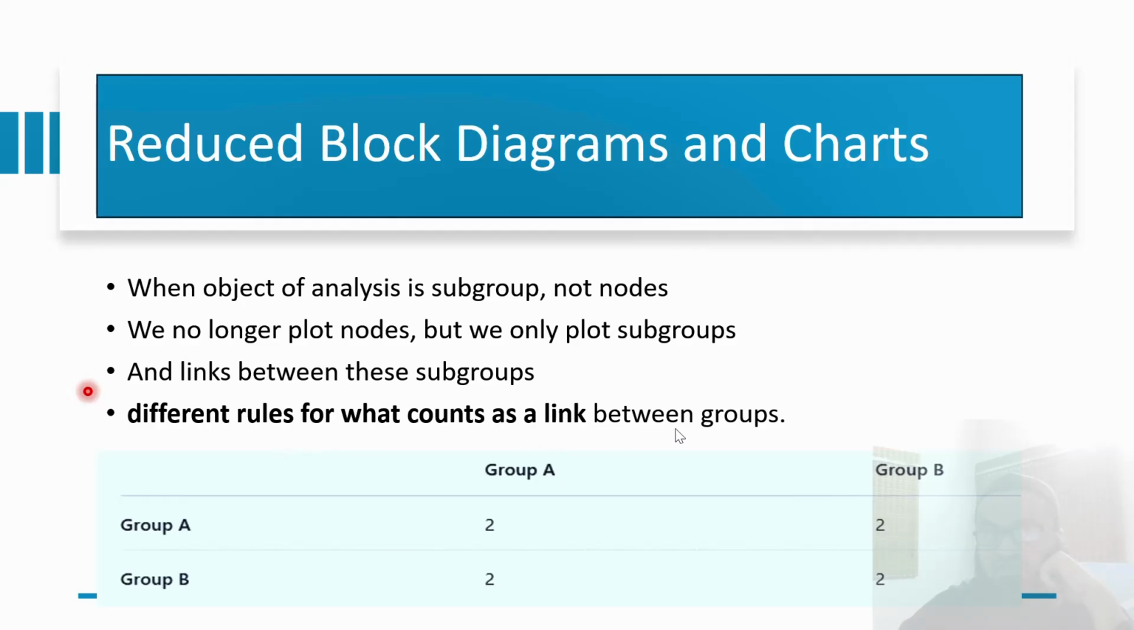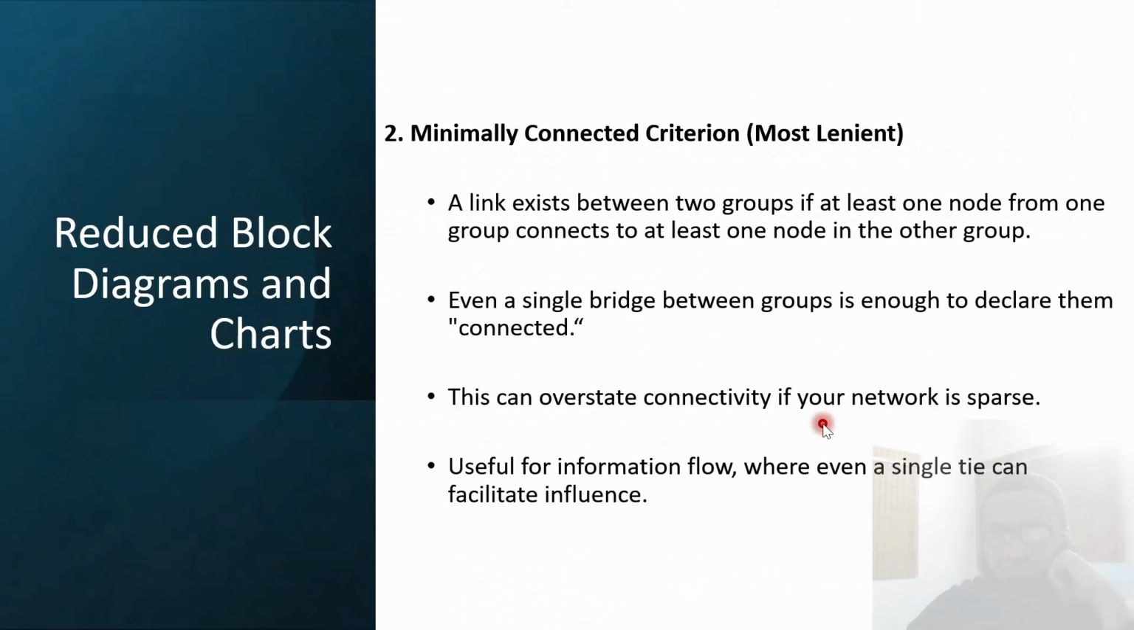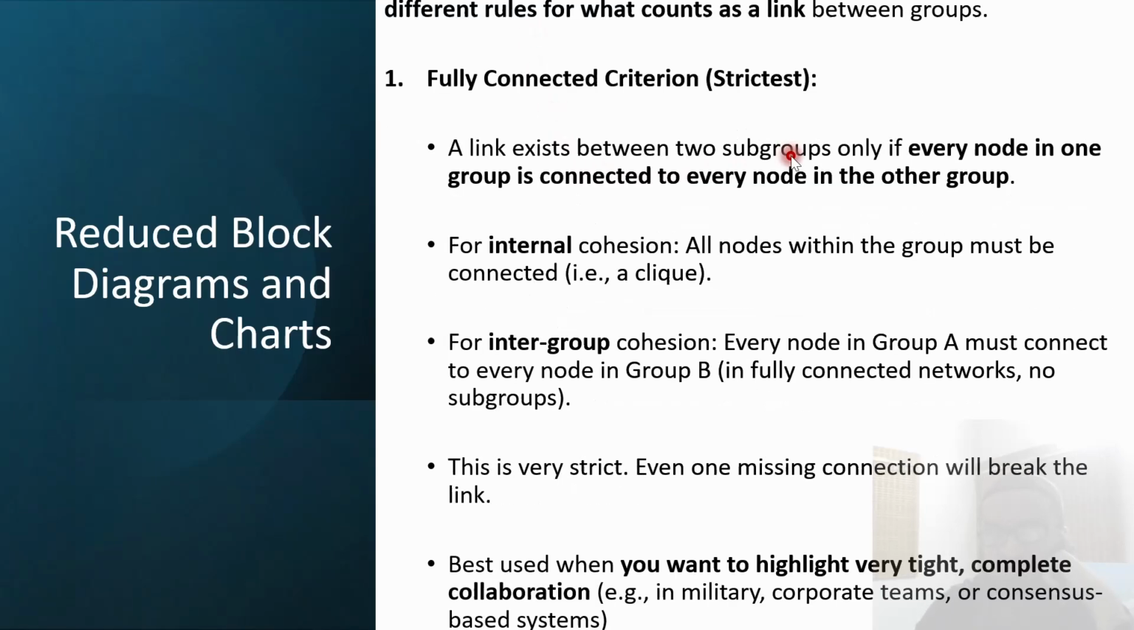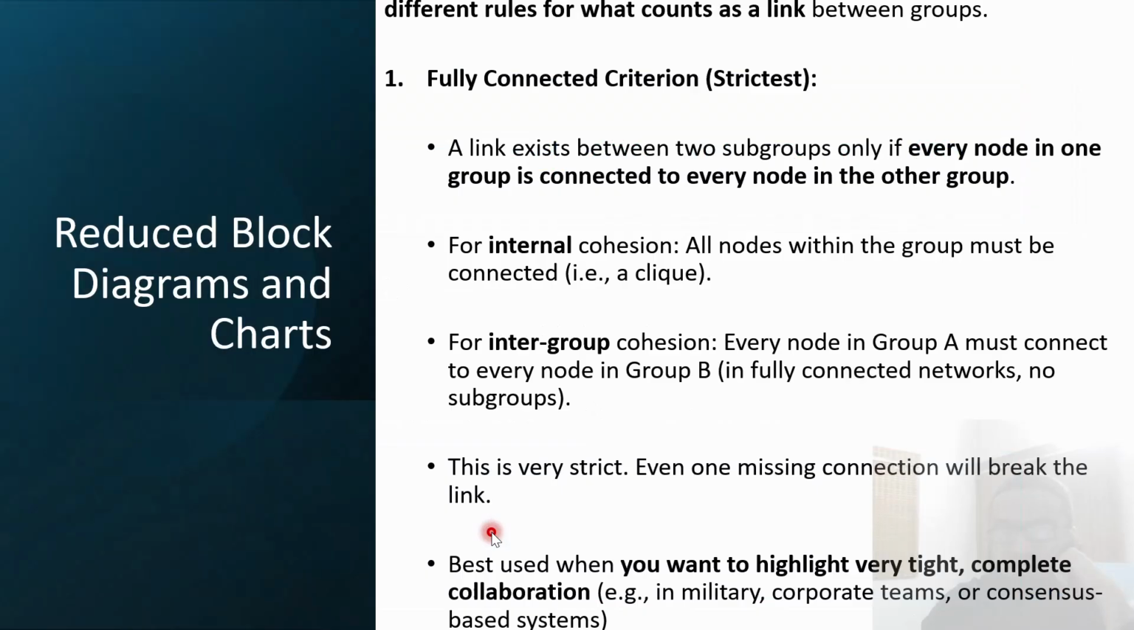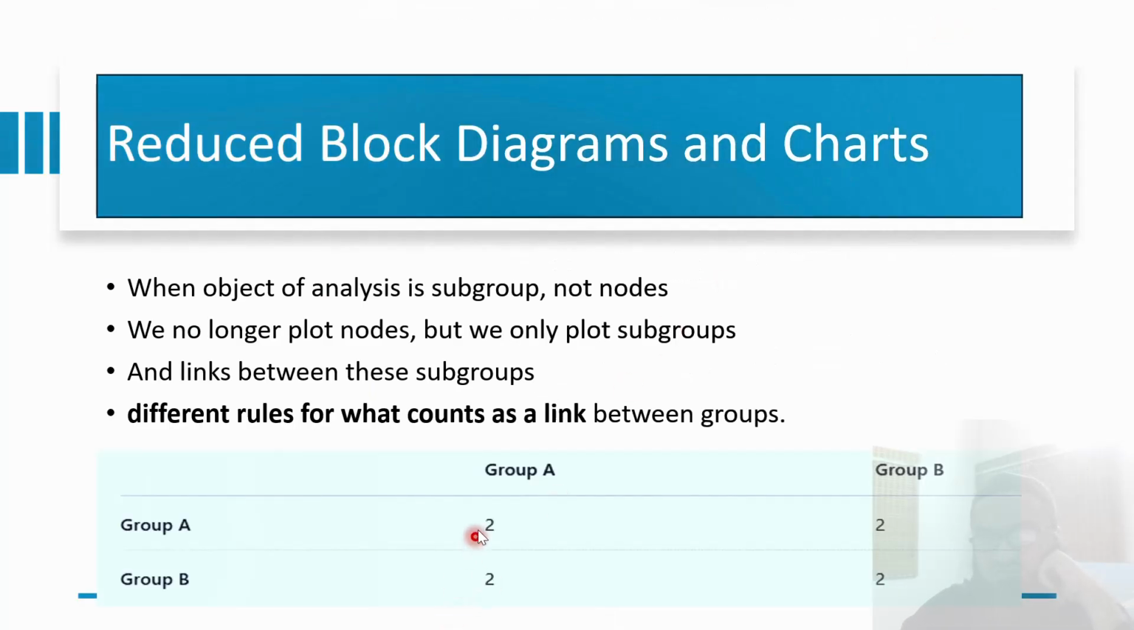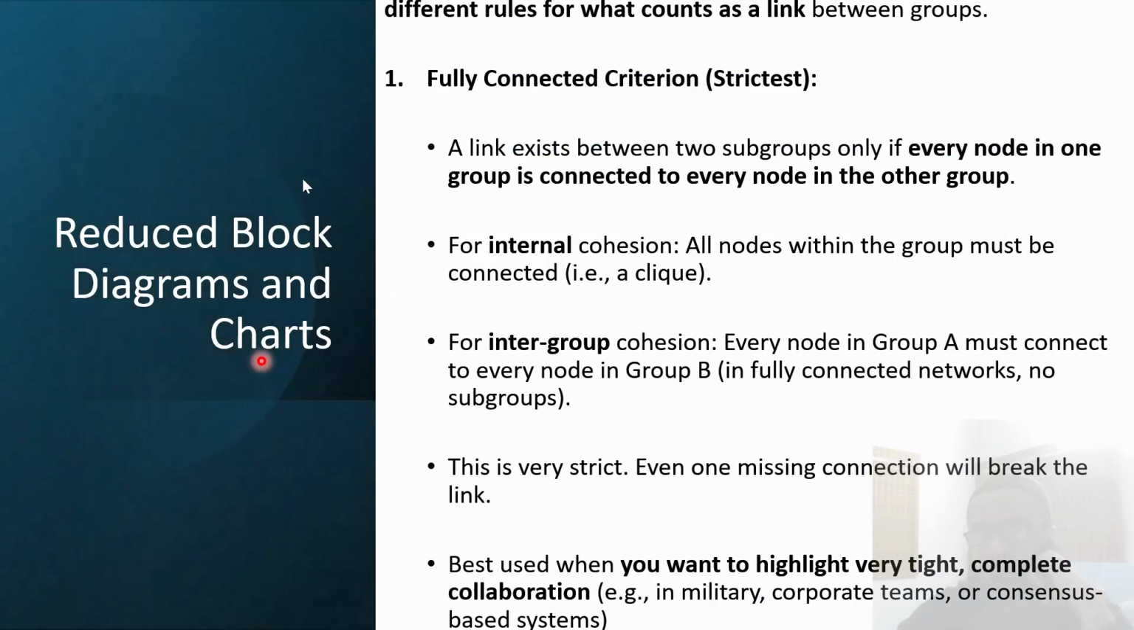Different rules for what counts as a link between groups. So what does this actually measure? There can be different modalities for this. Let's see what sort of modalities are available. Minimally connected criteria, fully connected criteria: these are ways of deciding whether the number should be 1 or 2 or 0. For example, we say 2 links exist within group A and 2 links exist between group A and group B. So how is this 2 arrived at?